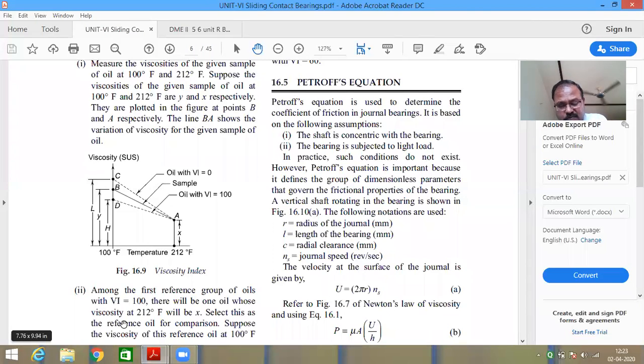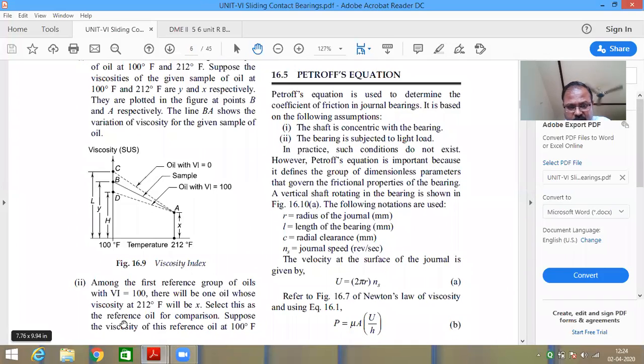So here the first assumption made by Petroff is that the shaft is concentric with the bearing, and second, the bearing is subjected to a light load. So here they have justified their assumptions. In practice, such conditions do not exist. However, Petroff's equation is important because it defines the group of dimensionless parameters. What exactly are those dimensionless parameters? We will see in the next sessions. These are dimensionless parameters that govern the frictional properties of the bearing.